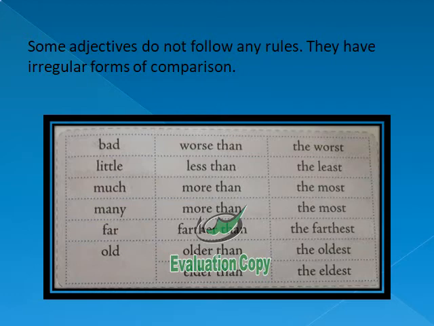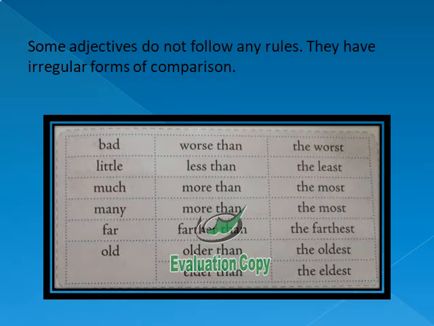Little, I have little food. I have littler? No, I have less than and he has the least. Much, more than and the most. He is the most intelligent boy in our class. You say more and most. Many will become more than and the most. Far becomes farther than and the farthest. Older than the oldest, or we say elder than the eldest.